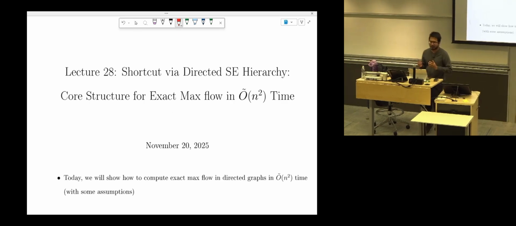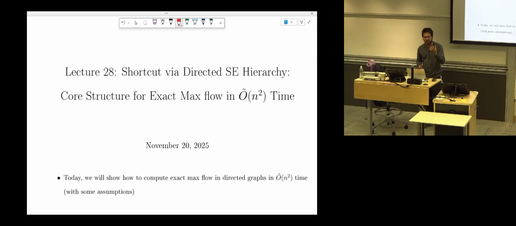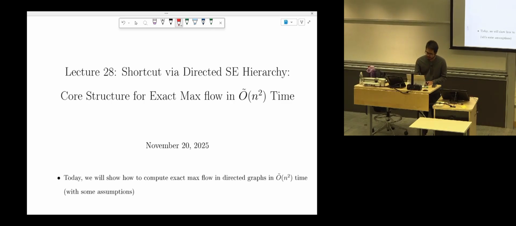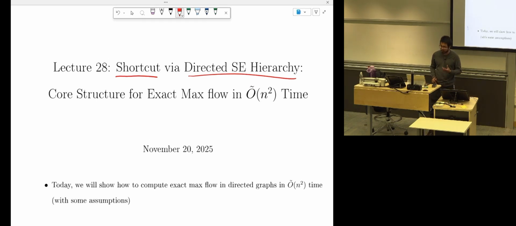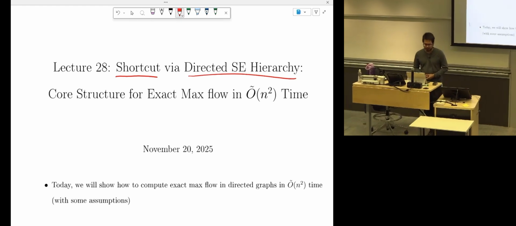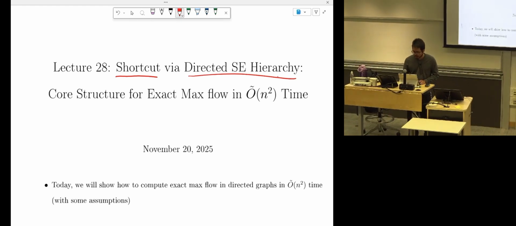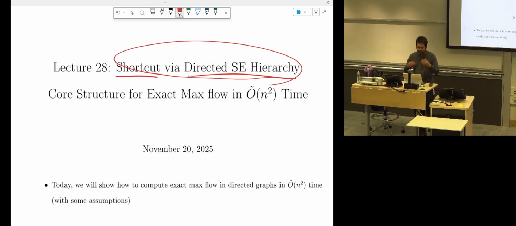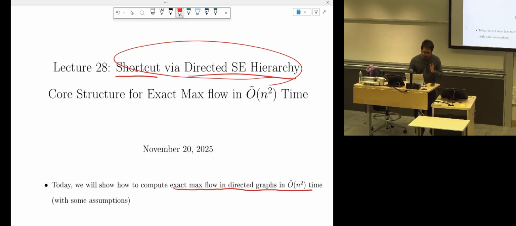Okay, and the key idea. Today is about trying to highlight the key structure in this algorithm, which is something that we call a shortcut, and it is based on the SE hierarchy in directed graphs that we learned last time. So you're going to see what this thing is and how come it's useful for exact MaxFlow. And in a later class, we're going to see how we basically get exact MaxFlow in n² time, but with some assumption. We're going to remove this assumption in later lectures.